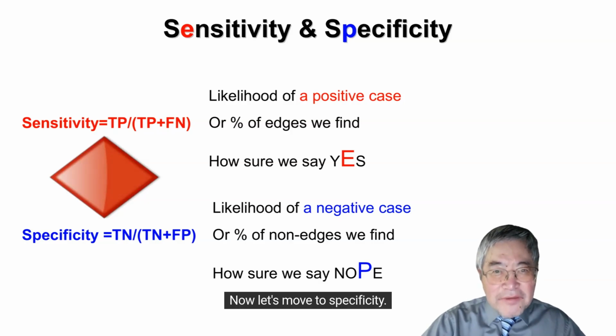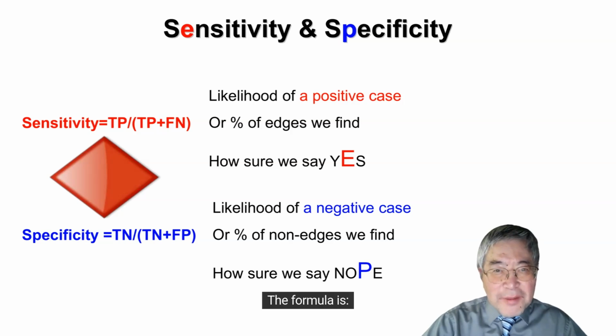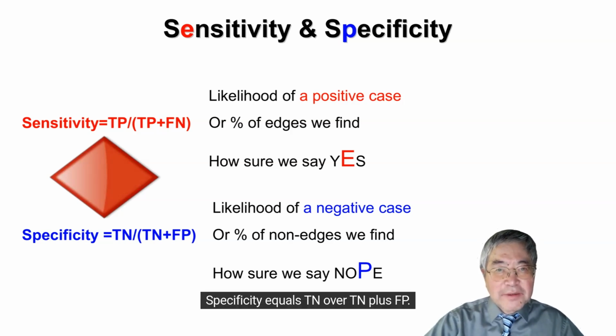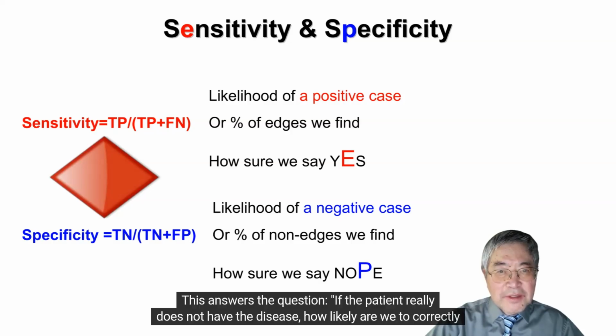Now let's move to specificity. Specificity is the proportion of true negatives among all actual negative cases. The formula is specificity equals TN over TN plus FP. This answers the question, if the patient really does not have the disease, how likely are we to correctly say no?